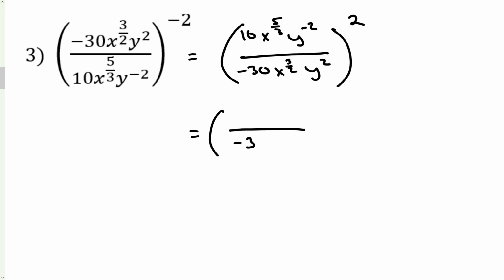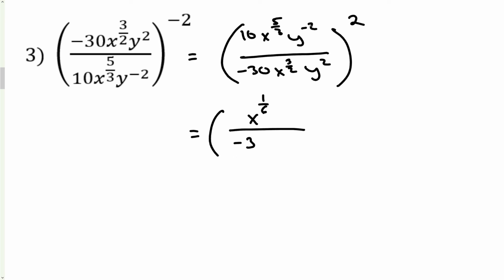We have a 5 over 3 at the top. We have a 3 over 2 at the bottom. So in order to simplify these, I'm going to need to subtract. So we take 5 over 3 minus 3 over 2, and I get a positive 1 over 6. If I had gotten a negative number, I would have put it in the bottom of a fraction, and I would make it positive then.